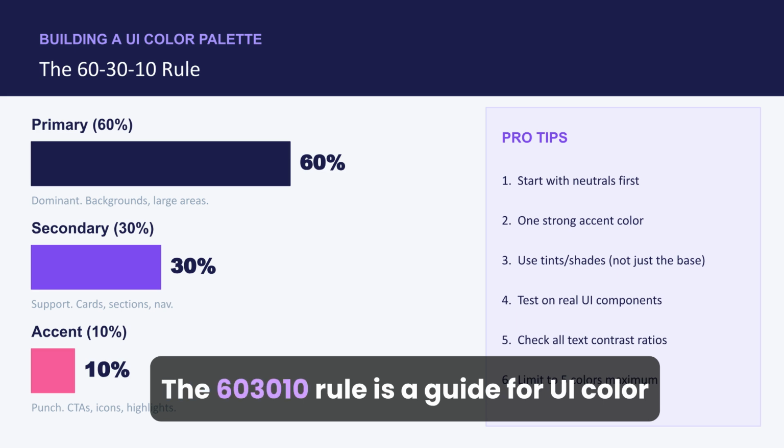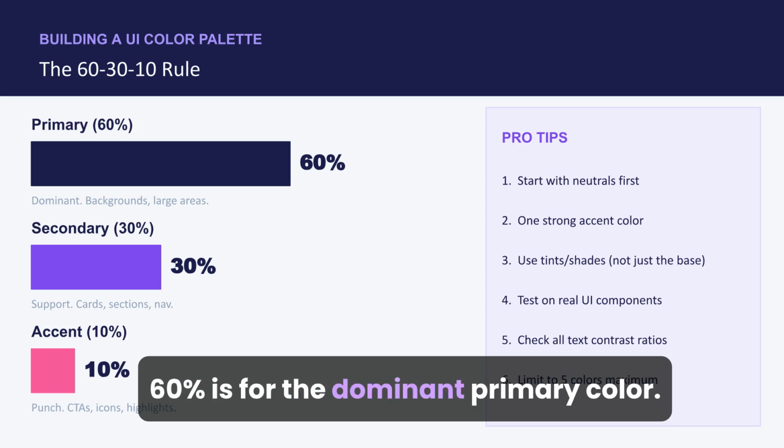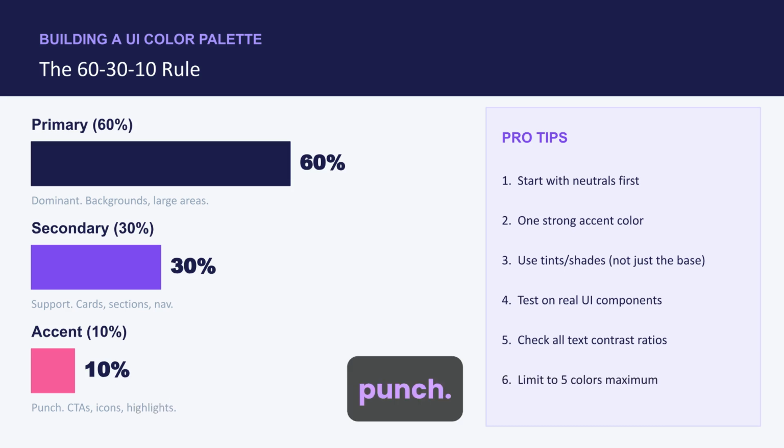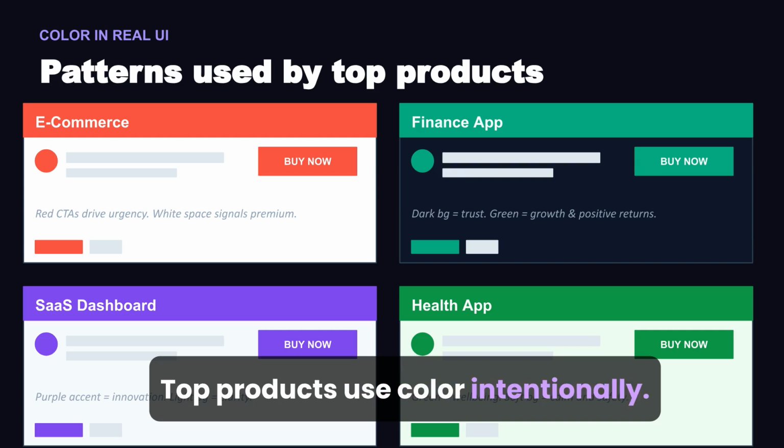The 60-30-10 rule is a guide for UI color palettes. 60% is for the dominant primary color, 30% is for the secondary support color, and 10% is for the accent color used for punch. Top products use color intentionally.